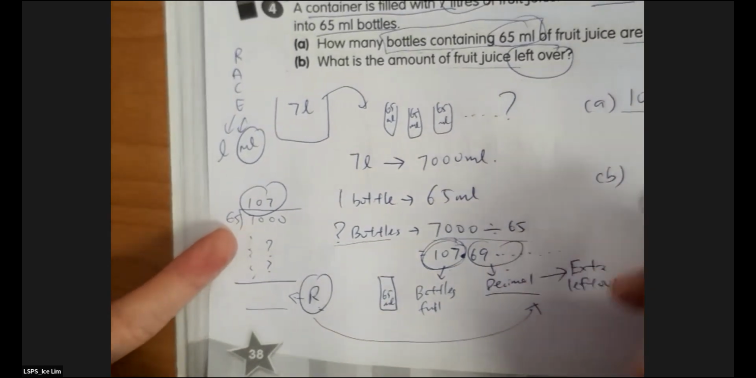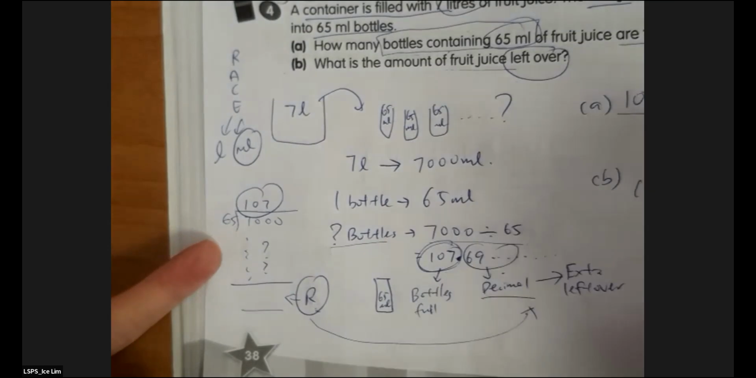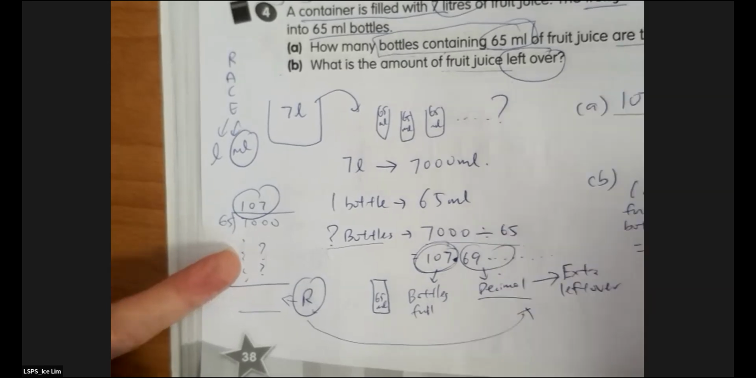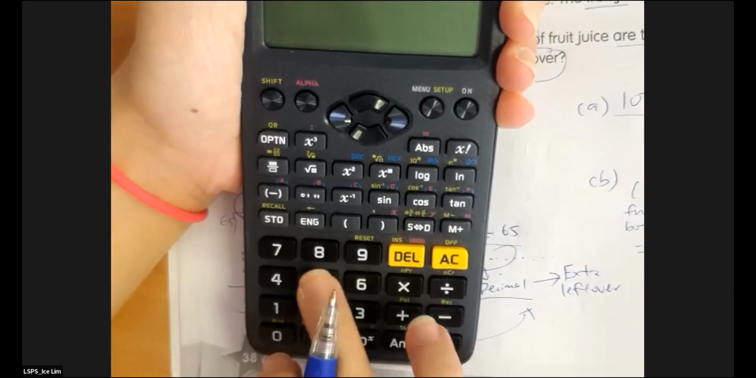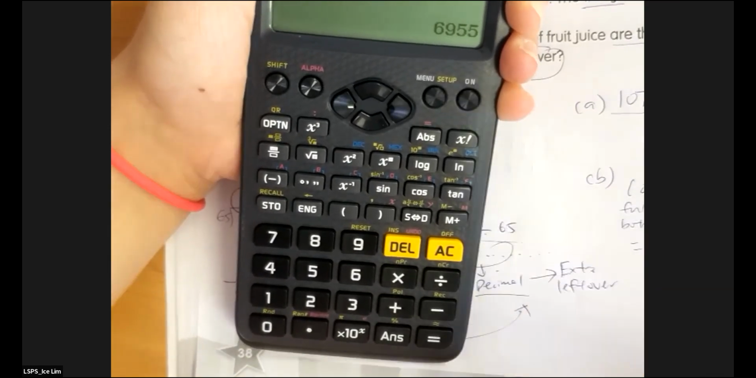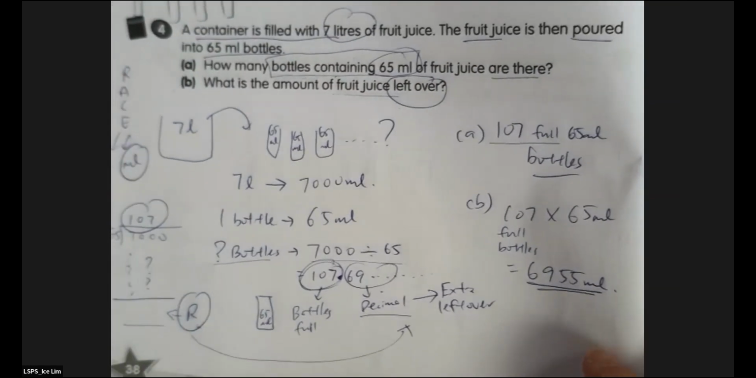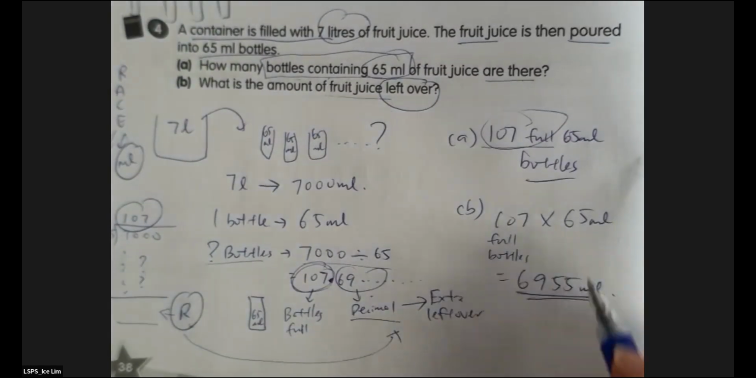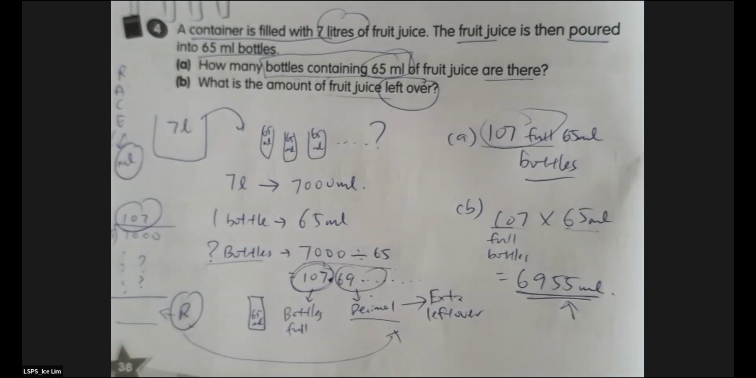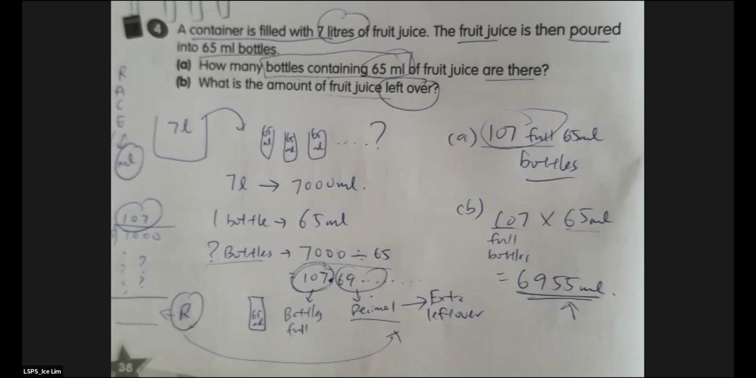I take the number of full bottles, 107 times 65. Full bottles. What would be the answer? 107 times 65 is 6,955 milliliters. Can you tell me what this amount is? I take 107 full bottles, I times 65, I get this amount. What is this amount? Is it the extra? How much all the bottles have?